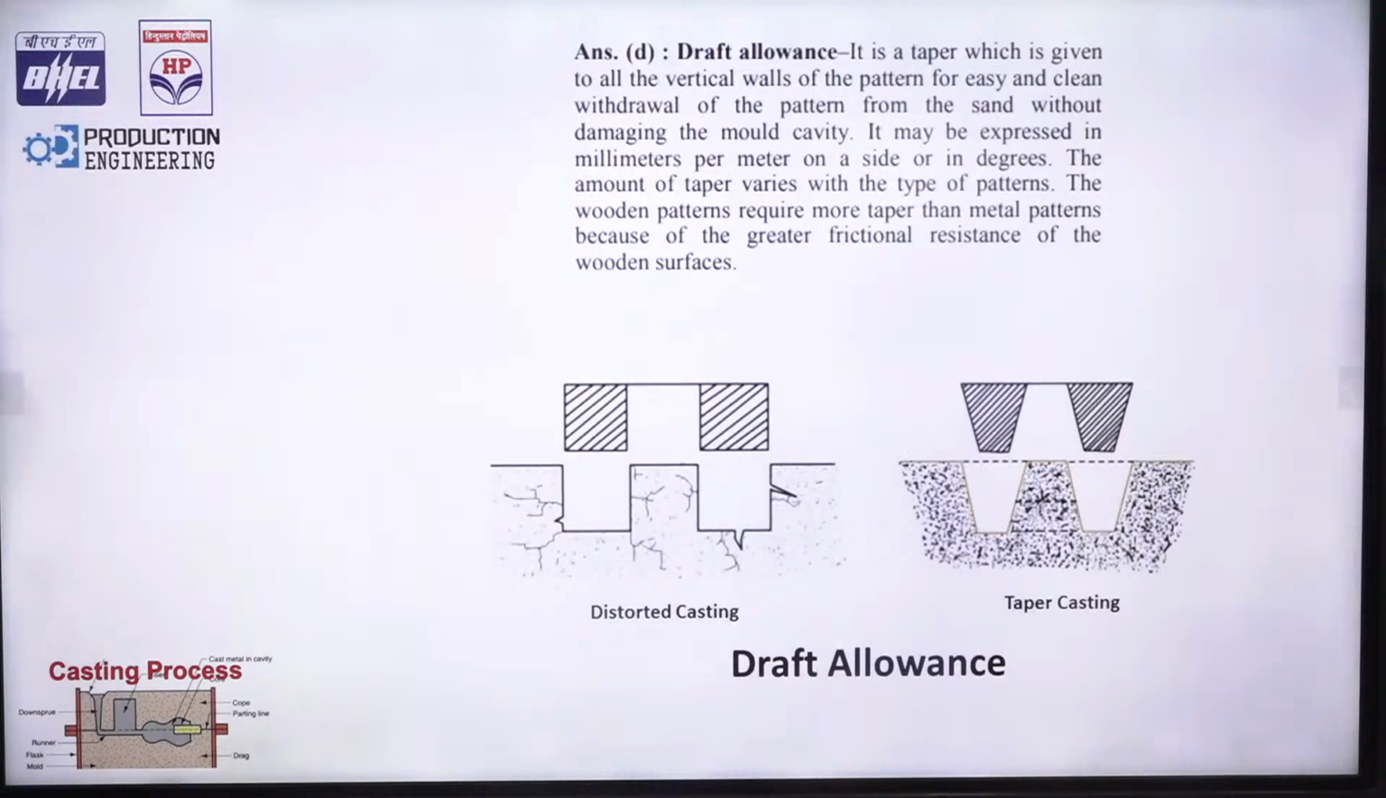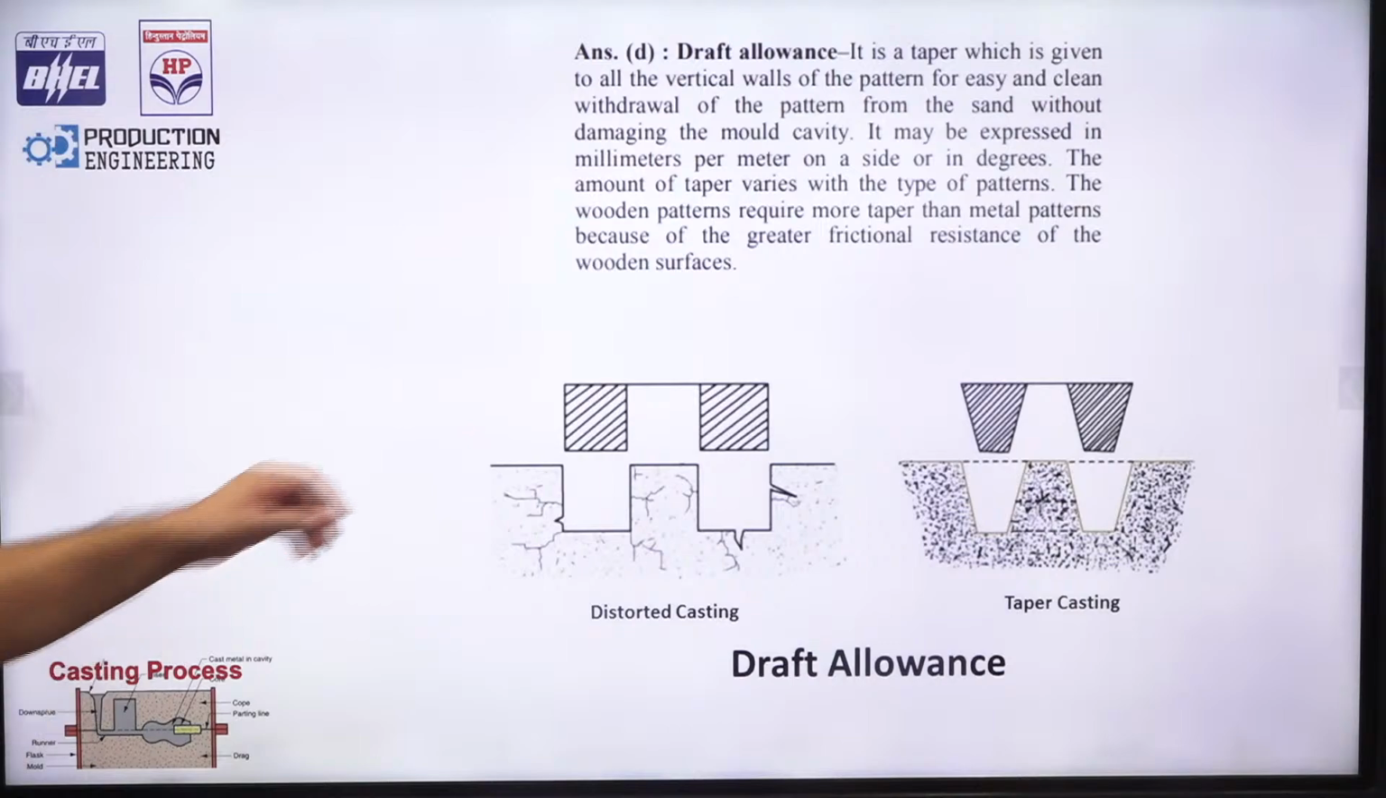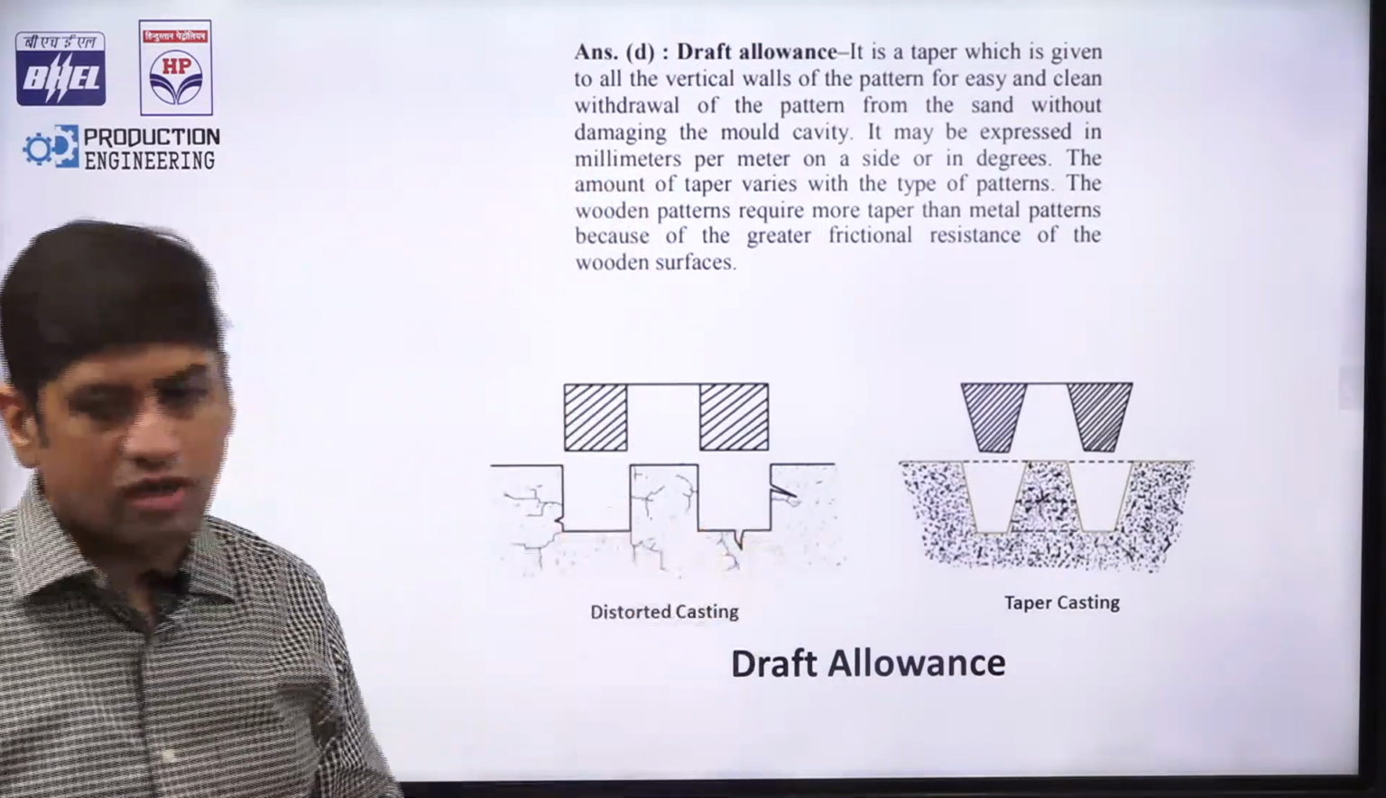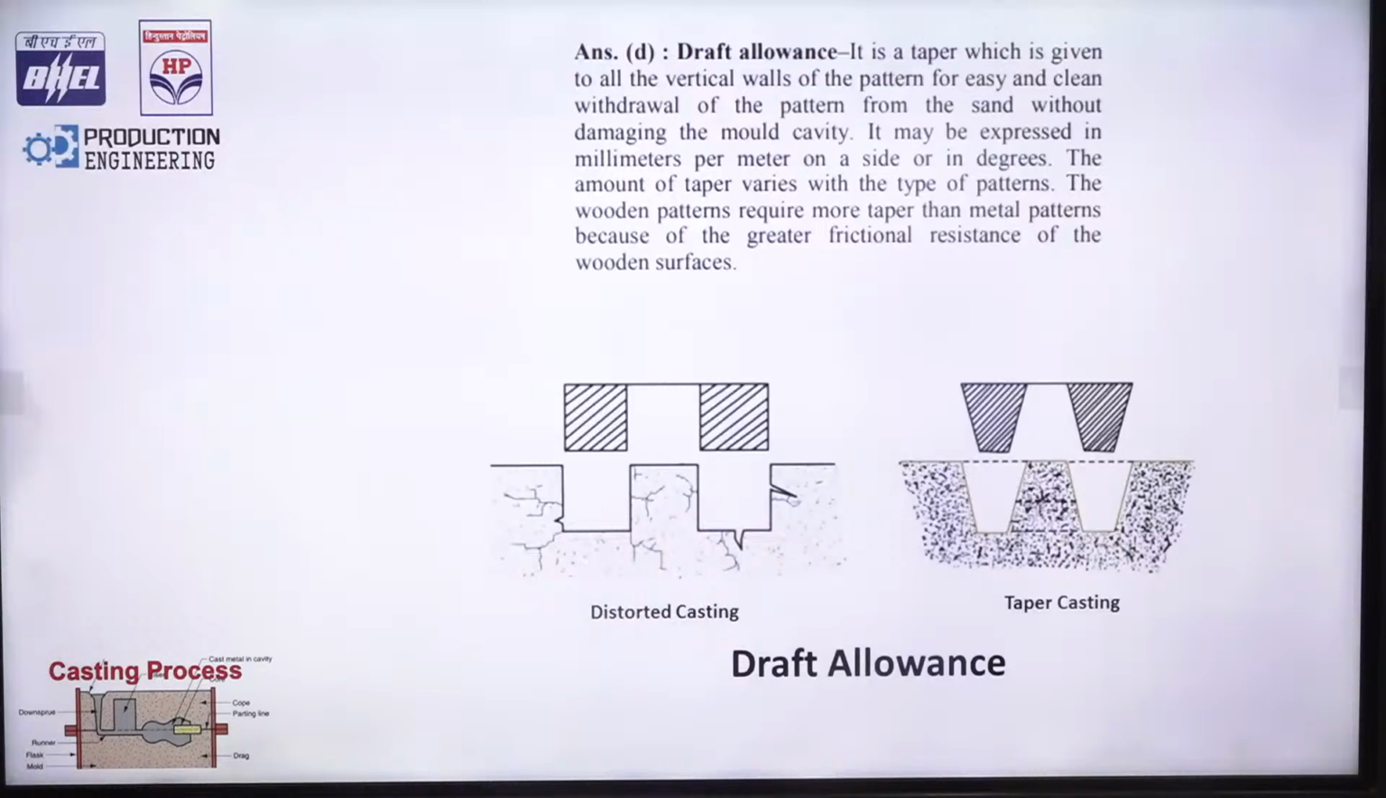Now draft allowance is provided like this. If draft allowance is not provided, the moment you withdraw the pattern, the mold cavity will be damaged. So for easy withdrawal, draft allowance is provided. It is provided on all the vertical walls of the pattern for easy and clean withdrawal of the pattern from the sand without damaging the cavity.